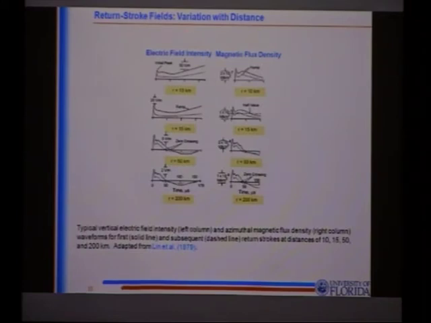Larger distances, electric field on the left, magnetic field on the right: 10 kilometers, 15, 50, and 200. And as distance increases, the initial radiation field peak is getting more and more pronounced, and the electrostatic ramp is getting smaller and smaller. At 50 kilometers and 200 kilometers, there is no static ramp anymore. The field is dominated by its radiation component. The waveforms are bipolar. At such distances, magnetic field waveforms have essentially the same shape as electric field waveforms.